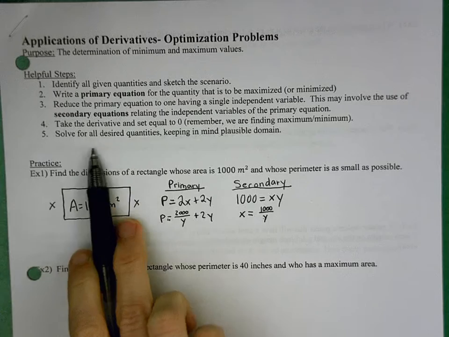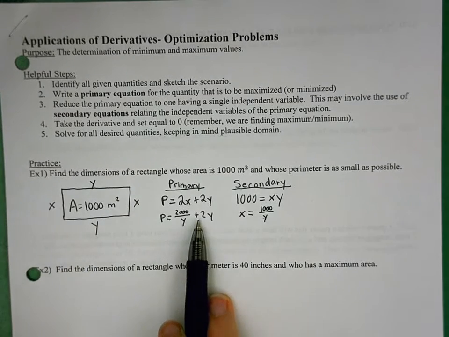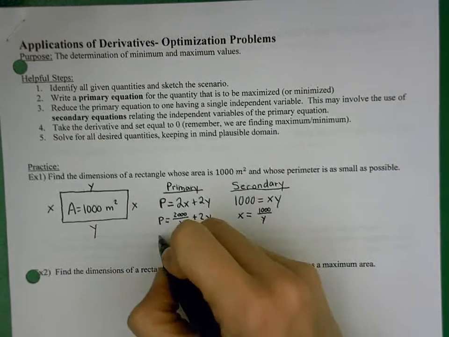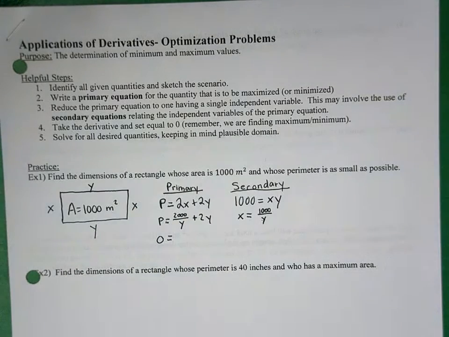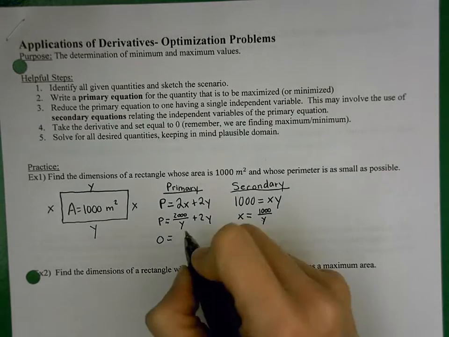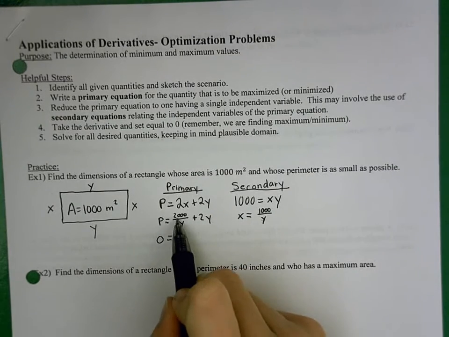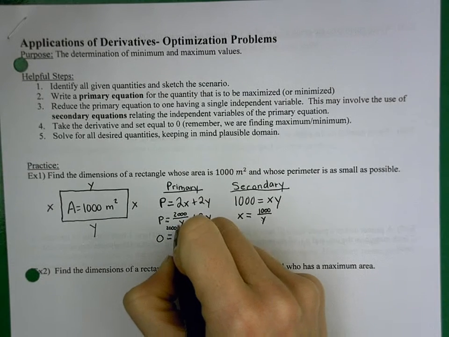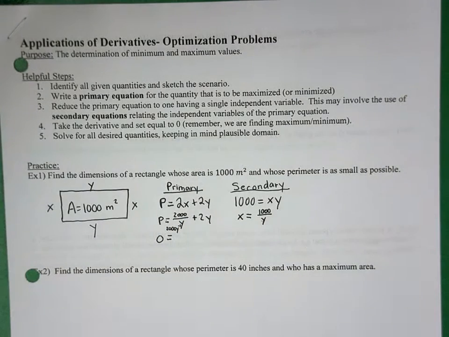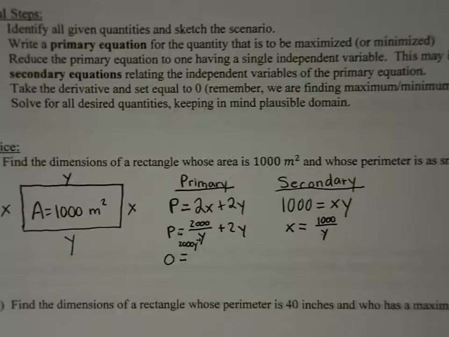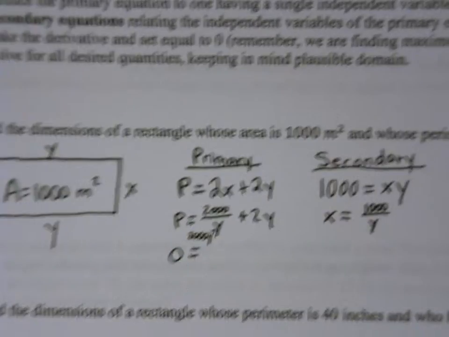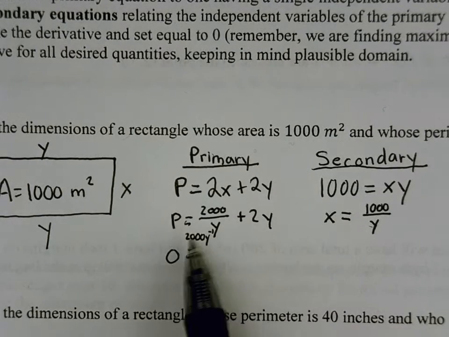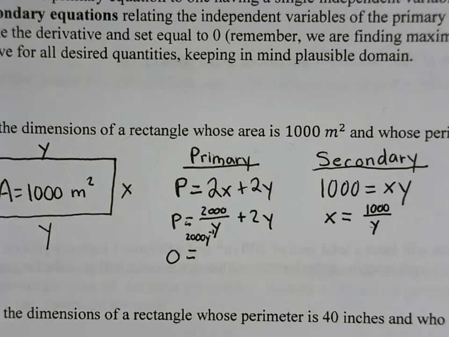Okay, step 4. Now that we've got our primary equation with one variable, y's in this case, we are going to take the derivative and set that equal to 0. Okay, 2,000 over y. I'm going to go ahead and just rewrite this just off to the side just so I can look at it. This is the same thing as 2,000 y to the negative 1. Okay, let me zoom back on that. I wrote that a little small, sorry about that. Okay, so I just rewrote this 2,000 over y as 2,000 y to the negative 1, so I could take its derivative with power rule.